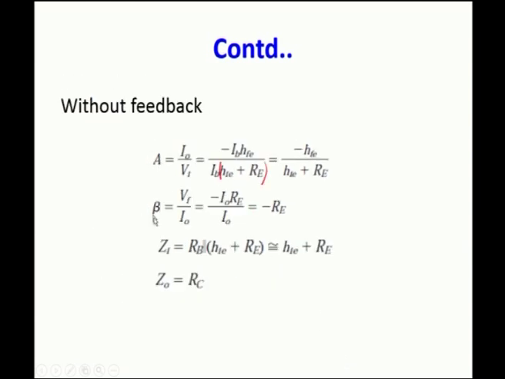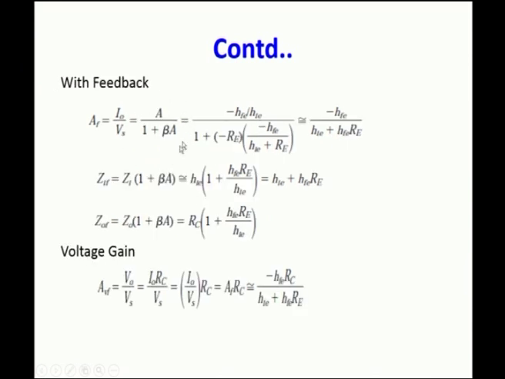know what is A, what is beta here, and we know the formula for the gain with feedback, A by 1 plus beta A. So, if you substitute it, it is minus HFE by HIE plus HFE RE. Again you have to substitute wherever A and beta are available, you have to substitute those values we have calculated without the feedback and calculate the gain with feedback, the input impedance with feedback and output impedance with feedback.